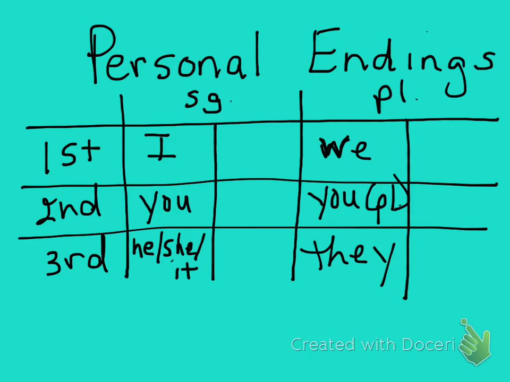The personal endings, the endings in Latin that correspond to each pronoun, are these. For I, it's O. For you, singular, it's an S. For he, she, or it, it's a T. For we, it's MUS. For you, plural, it's TIS. And for they, it's NT. So sometimes we use terminology like the first person singular ending is O, or the third person plural ending is NT. So that's generally the chart that is used.